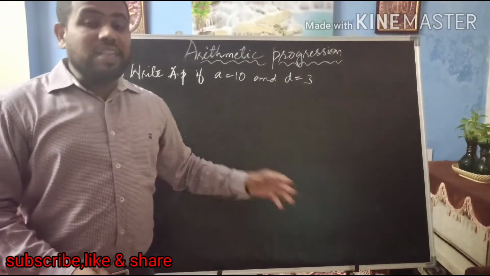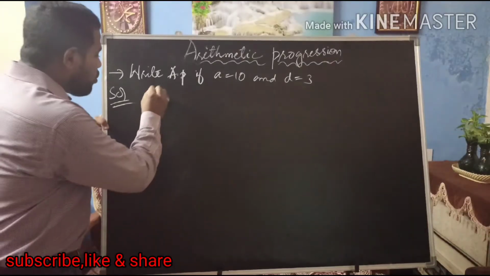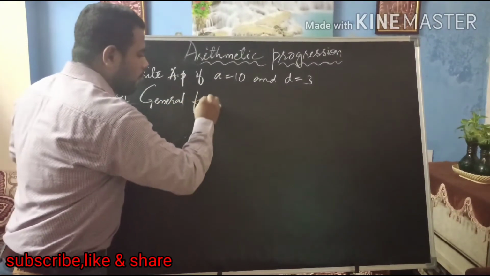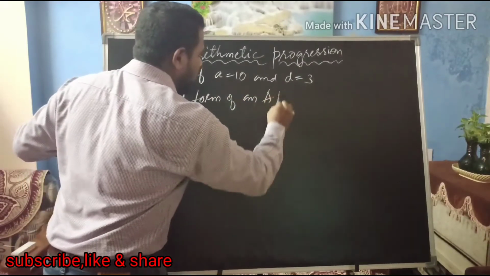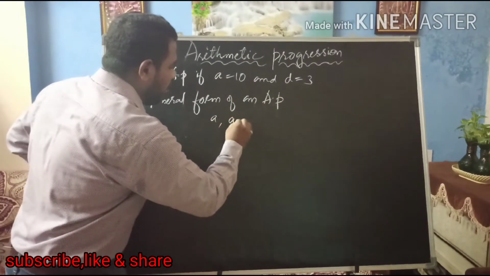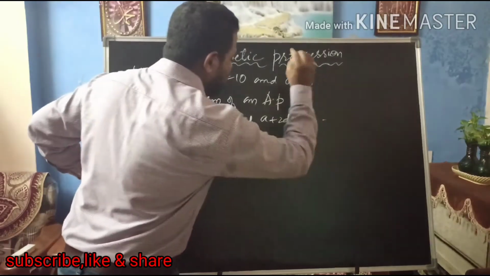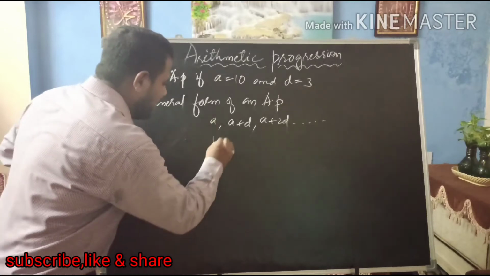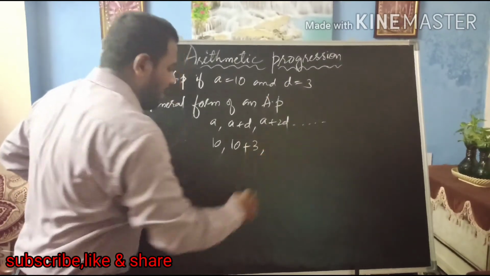Just now we discussed what the general form of an AP is. Very simple and very easy. I am going to write here the general form of an arithmetic progression. It is a, a plus d, a plus 2d, and so on. What is a? a is 10. So in place of a, there is 10. Then 10 plus, what is d here? It is 3.